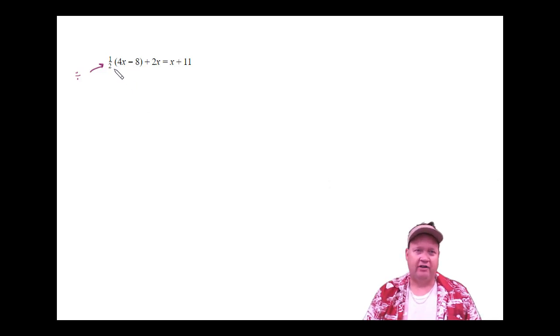So half of 4x and then half of negative 8. So half of 4x, half of 4 is 2. So half of 4x is just 2x. And then minus, half of 8 is 4. So that's really all there is to distributing a fraction. When it's something simple like this, we're just dividing by 2. And then let's go ahead and continue the problem.